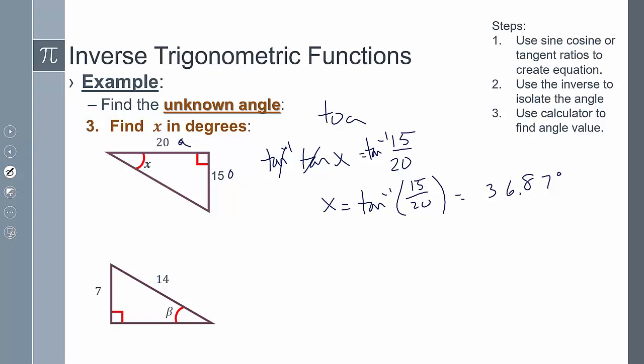And the very last one, I'll just set it up, but we don't have to worry about the calculation. This is opposite and hypotenuse, so that's going to be sine again. So I'm going to say the sine of beta equals opposite over hypotenuse. Sine inverse to both sides. 7. Don't know where I got 17. And then that's just going to equal 0.5.